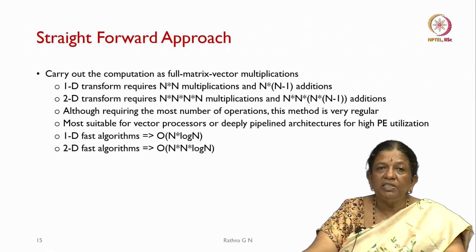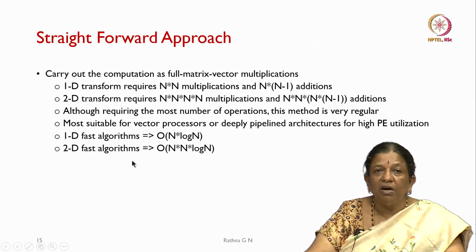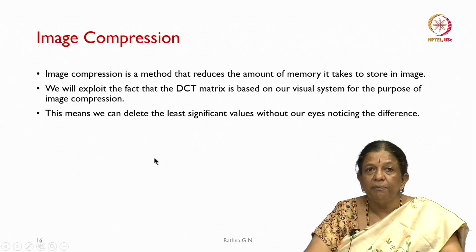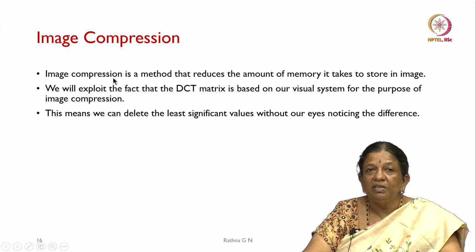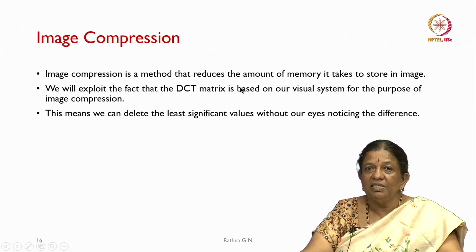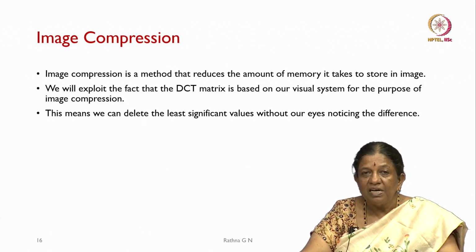One of the applications I will show later is how this can be incorporated. Now we will see why we need compression, which we discussed in the last class also. There are different ways of doing compression. Compression is a method that reduces the amount of memory it takes to store an image. We discussed in the last class, with 3 millisecond data, how much video we have to store and how we can reduce it.